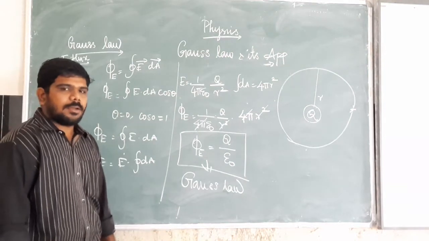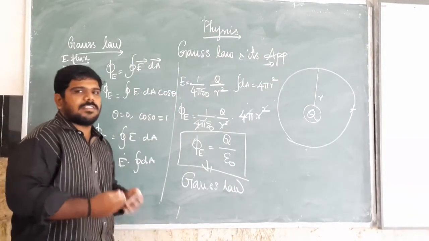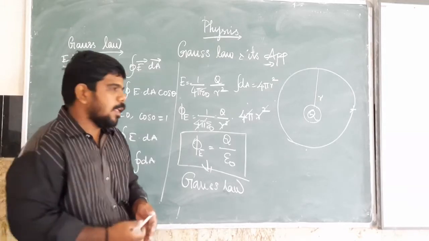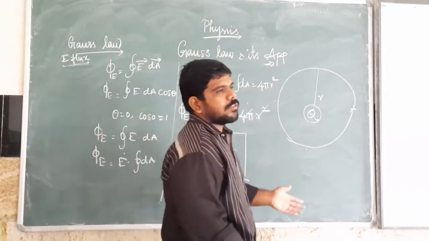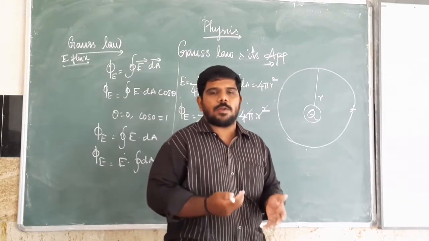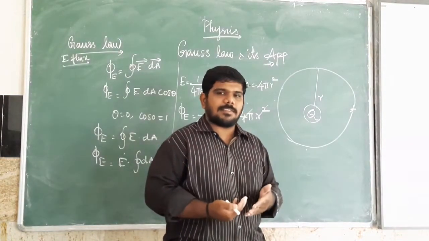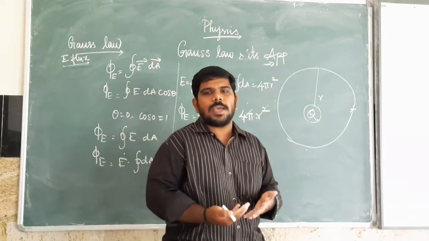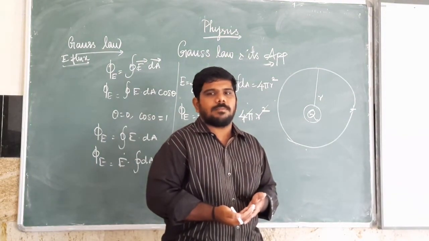Clear? So if the question is just Gauss law, what is the point you have to write? If a charge Q is enclosed in an arbitrary closed surface, then the total flux phi of E is equal to Q by epsilon 0. Clear?